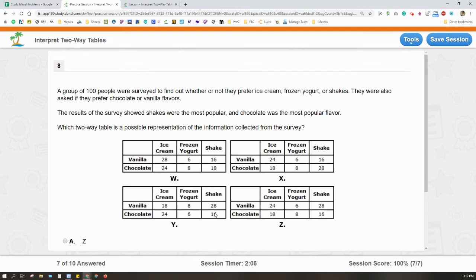Shakes are most popular, 28 and 16, but look at the vanilla flavor. It's much higher than chocolate, so that doesn't make chocolate the most popular. That makes vanilla more popular, so that's not the answer. And the same thing with table Z. We've got shakes, again, the most popular thing, but vanilla is more popular than chocolate. So table X is the answer because more people chose shakes than anything else, and more people chose chocolate than vanilla.